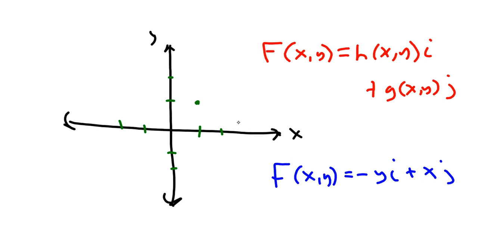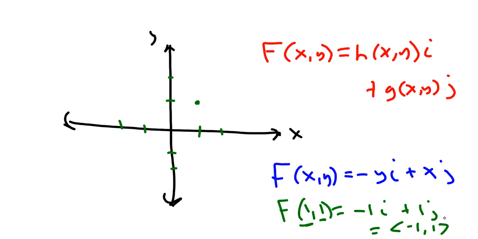So at the point (1, 1), if we were to do F of (1, 1), it says negative y, so the y component here is 1, so we'd have negative 1i plus x, but x is just 1 here, so it would be 1j. So you can write, if you want, negative 1 comma 1 with the little vector brackets. Negative 1, 1 would go back 1 in the x direction, up 1 in the y direction. So you'd have a vector that points like that.